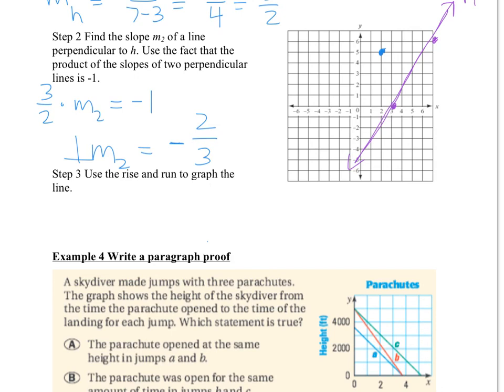So I'm going to graph this in red. From the point that I have to go through, it needs to be -2/3. So I'm going to come down 2 and run 3. 1, 2, 3. Then 1, 2, up to 1, 2, 3. So there would be the line going through my blue point that would be perpendicular. Okay, that is the end of day 1.